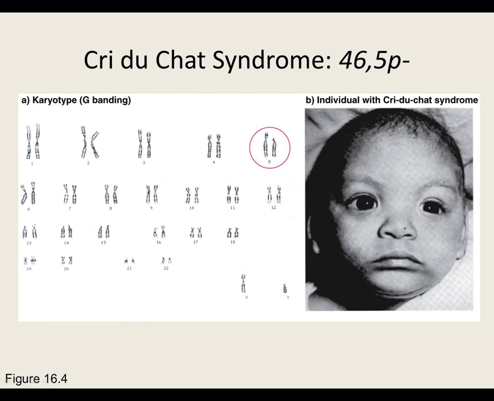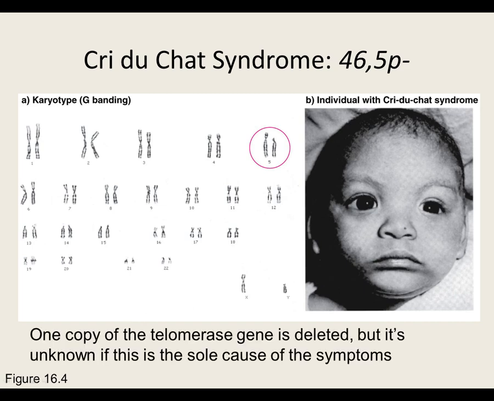The circled pair here represents where the deletion occurred. It's on the arm of chromosome 5, and you can see this shortened chromosome here on the right-hand side. So one of the 2 chromosomes has a deletion mutation. This karyotype is known as 46 because there are 46 chromosomes, and the short arm, or the p arm, of chromosome 5 has a deletion, so it's 5p minus. A bunch of genes are deleted from this mutation, including a copy of the telomerase gene, but nobody knows if that's the sole source of the syndrome or not. There are lots of different symptoms that go along with this syndrome, so it's a complicated disease.